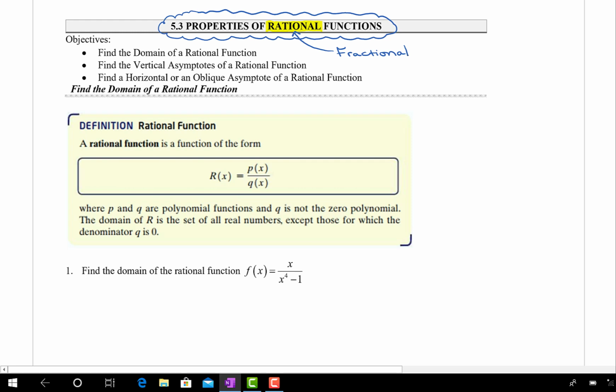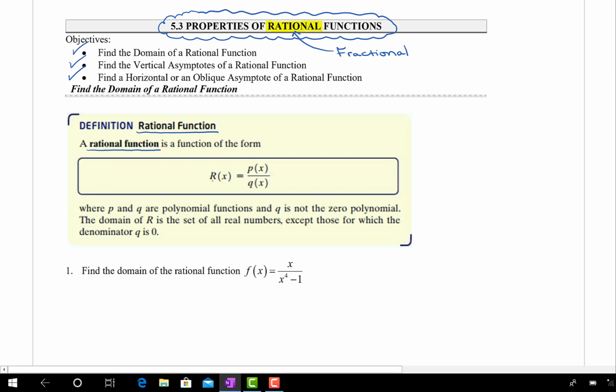We're going to be covering the objectives of how to find the domain of a rational function. We're going to find the vertical asymptote of a rational function, or vertical asymptotes. And we're also going to learn how to find a horizontal or oblique asymptote of a rational function. And another word for oblique could also be called a slant asymptote.